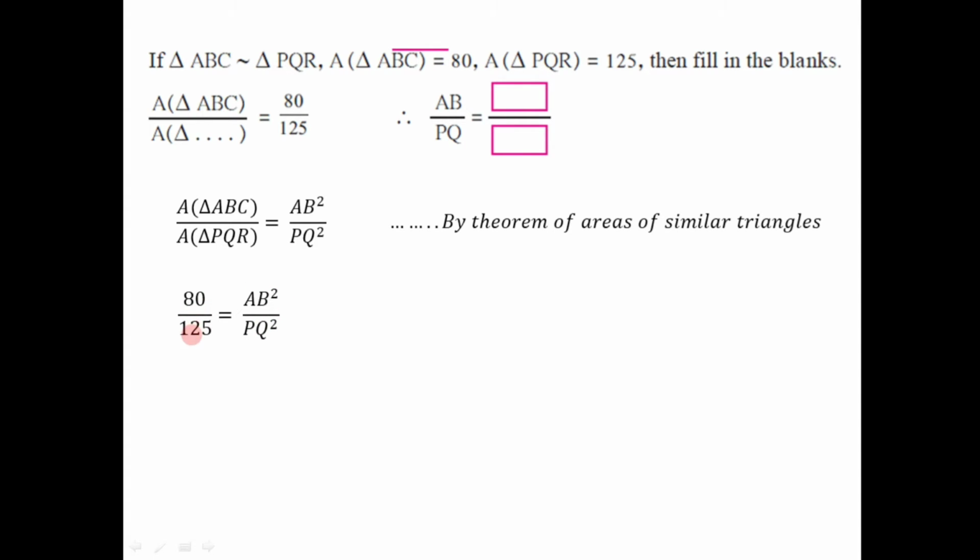We simplify the left hand side. If we divide the numerator and the denominator by 5, we get 80 divided by 5, that's 16. In the denominator we get 125 divided by 5, that's 25, is equal to AB square by PQ square. Now if we take square root on both the sides, the square root of 16 is 4 and the square root of 25 is 5, that is equal to AB divided by PQ. So we get 4 by 5 is equal to AB divided by PQ. That means AB divided by PQ is equal to 4 divided by 5. So here in these boxes, we get 4 divided by 5.